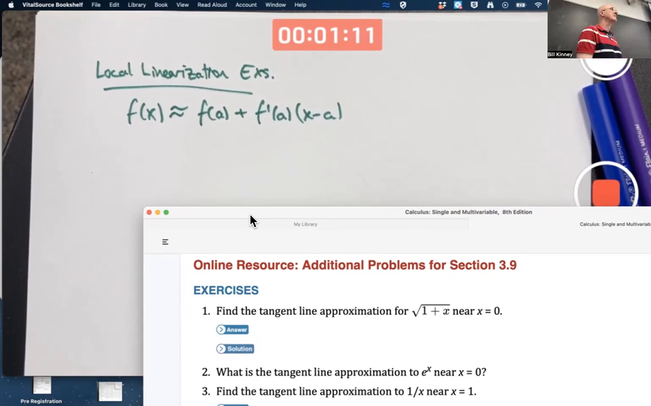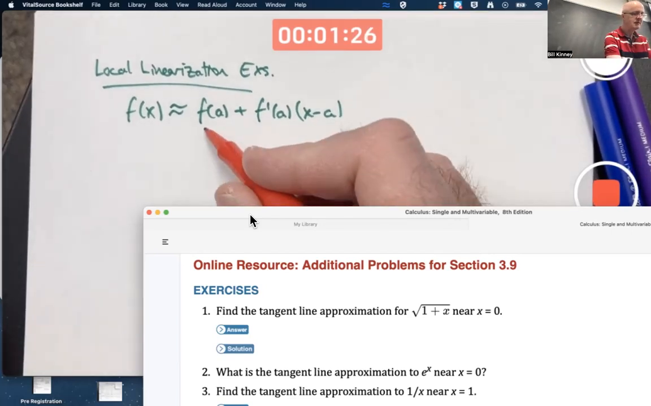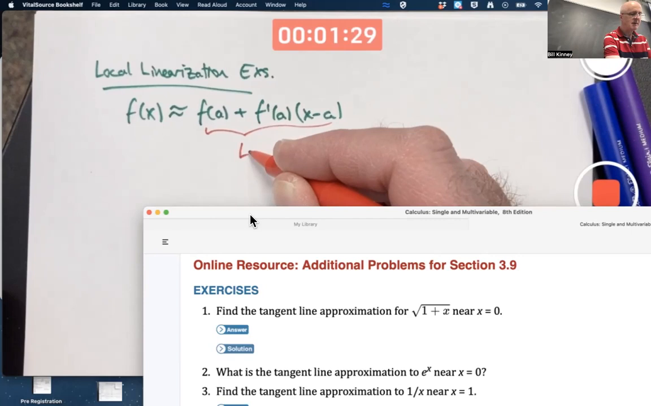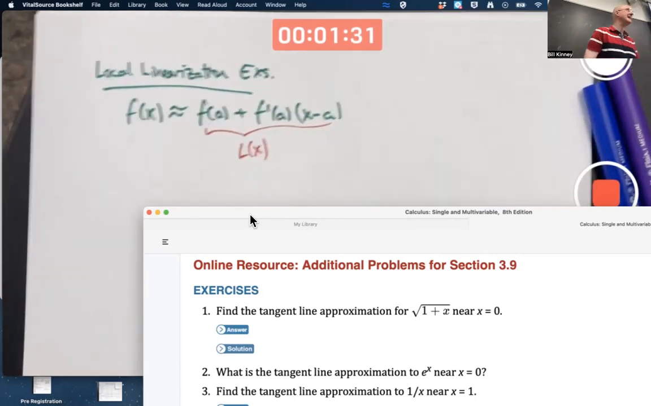You're finding the equation of the tangent line to the original function at some specified point a, and then you're trying to use it to do a linear approximation, which is another name for it. We could give this function that you see on the right a name. How about L of x? L standing for linear. It is a linear function of x.